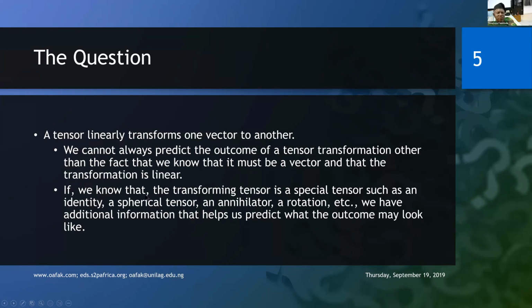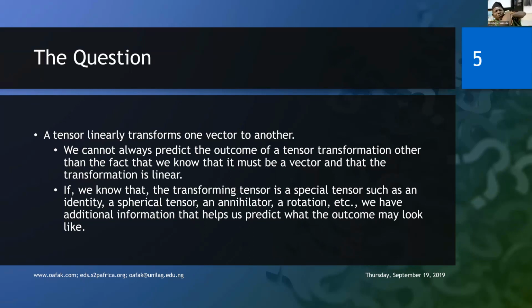If we know that the transforming tensor is a special tensor, such as the identity, spherical, annihilator, or rotation, we have additional information that can help us predict. So if you know that it's an identity, you know there will be no change. If you know that it's spherical, you know that its magnitude will change, but its direction will not change. If you know it's an annihilator, you know that everything will become zero. If it's a rotation, you know that its direction will change, but its magnitude will not change. If you have a special tensor, you can predict.